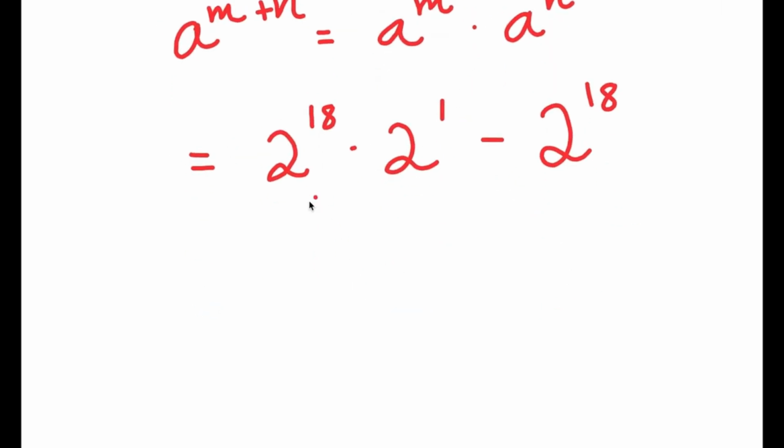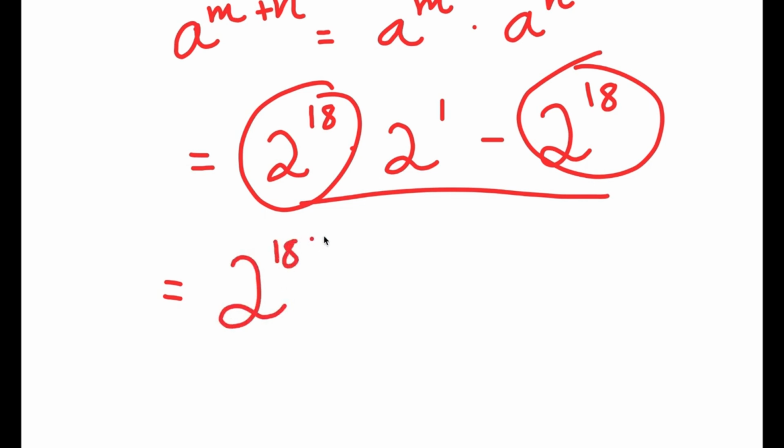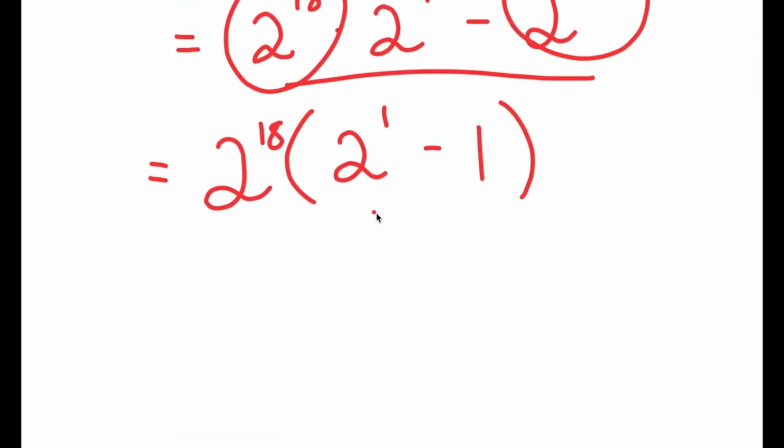Now from here, because I have two terms that are the same, I can factor out 2 to the power of 18. So I get 2 to the power of 18 times, 2 to the power of 18 times 2 to the power of 1 divided by 2 to the power of 18 is simply just 2 to the power of 1, and negative 2 to the power of 18 divided by 2 to the power of 18 is negative 1. So I get 2 to the power of 18 times 2 to the power of 1 minus 1.